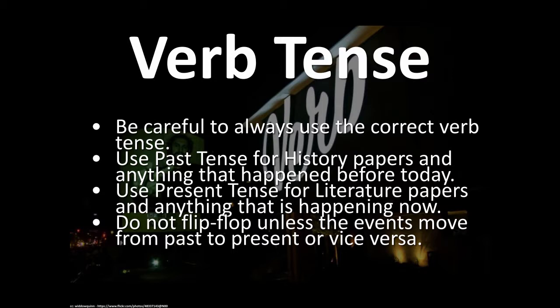All right, verb tense. As you know, in history papers and in papers where things have happened in the past, we use past tense, but in literature papers, we always use present tense verbs because anytime someone opens up the book, that character lives again.